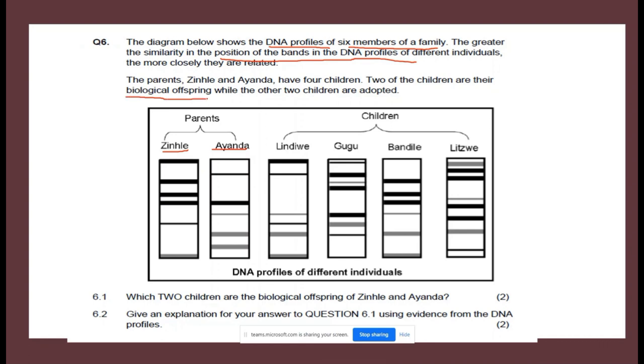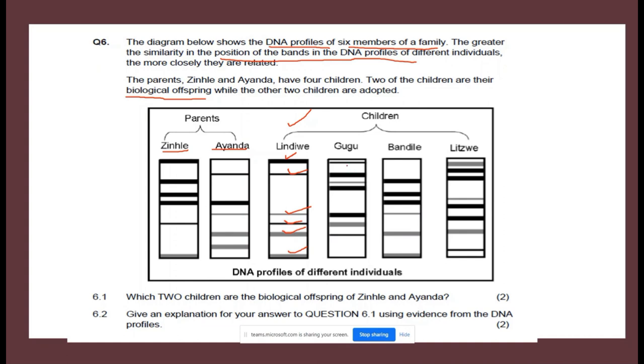Now, remember, half of our DNA comes from our mother and half comes from our father, while the others are adopted. And here they want to know which 2 children are the biological offspring. So let's look at Zinle. I've got a match there for Zinle, and I've got a match there for Zinle. So the others had to come from the mother. That one comes, sorry, from Ayanda. So that matches with the mom, and that matches with the mom, and that matches with the dad. So now we know Lindiwe is one of the biological children.